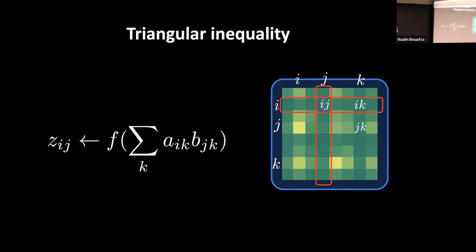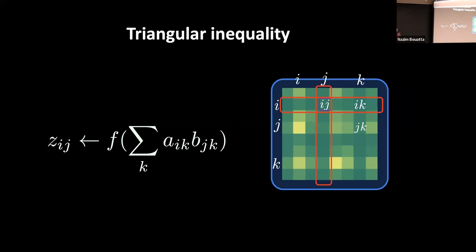Again, this operation is very expensive because now it's n cubed. We need to look at three indices to update the pair representation. It has two steps. There is a multiplicative update that allows us to update the ij, and there is an attentional update, but I will not get into the details. I'm just giving you the gist of what that is.